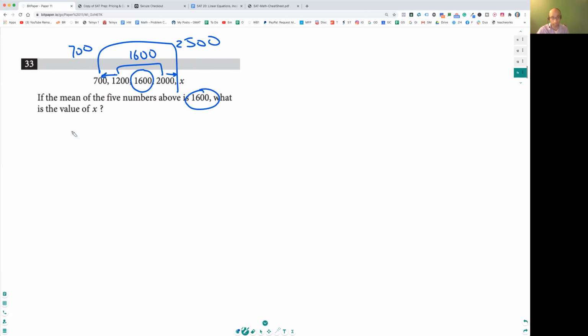But you can do it any which way you want. You can do 700 plus this plus x over 5 is 1600. That works as well. But keep your eye out on how to solve it. Sometimes the difference is super easy. You can see, oh, this guy and this guy average here. So this guy and this guy should also average to 1600, and the distance from here to here should then be plus 500, and that should give you the shortcut, okay?